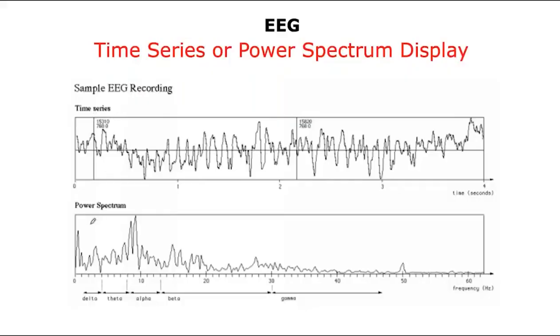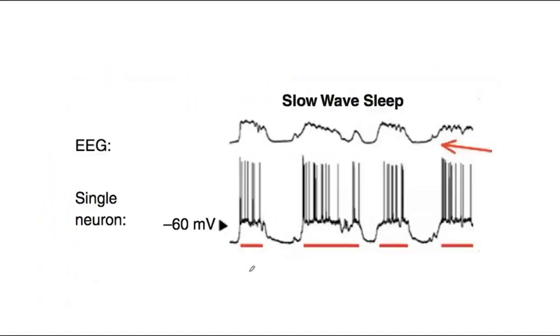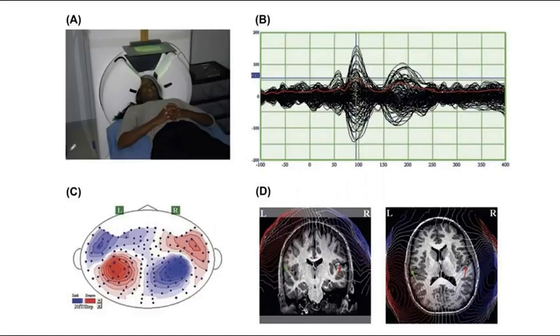A simple EEG recording is a time series, but the power spectrum is the process of converting that time series to different frequency bands: delta, theta, alpha, beta, and then gamma, which is over 30 hertz. There are relationships between how EEG and single neuron recordings are related to each other. I'm not going to go into the details about that.